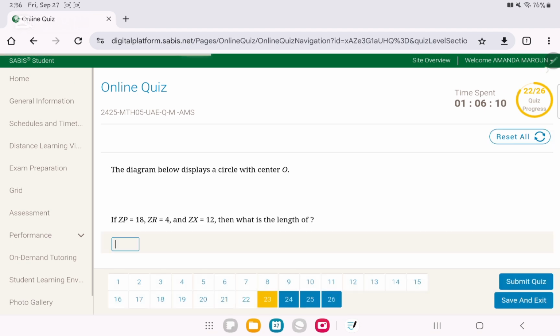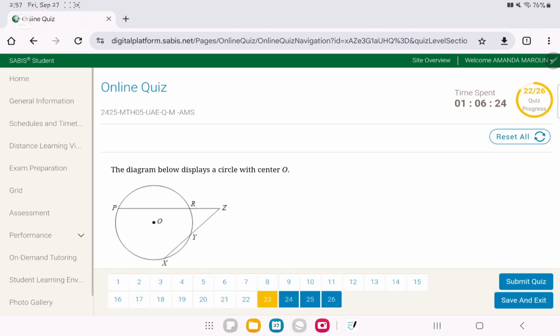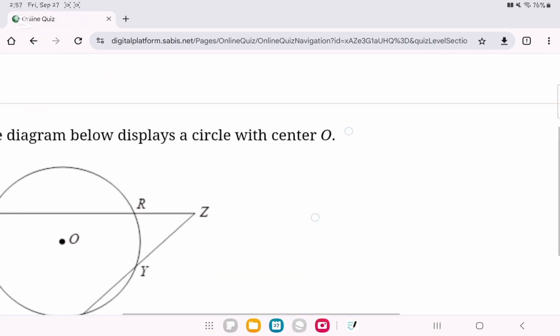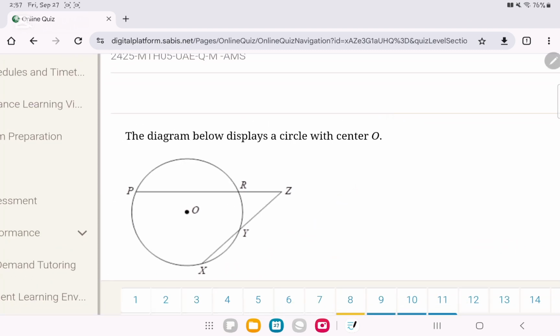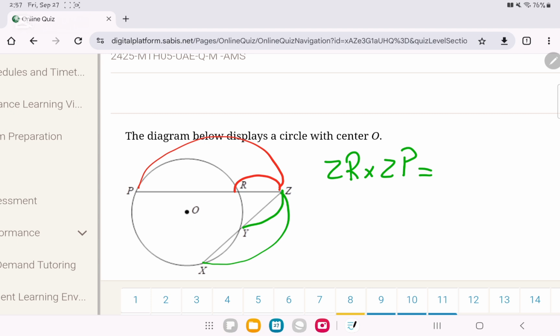Question number 23. The diagram below displays a circle with center O. Here we have no tangents, we only have 2 secants. So what is the rule going to be? The rule is that the exterior multiplied by the full thing is equal to the exterior multiplied by the full thing. So ZR multiplied by ZP is equal to ZY multiplied by ZX.